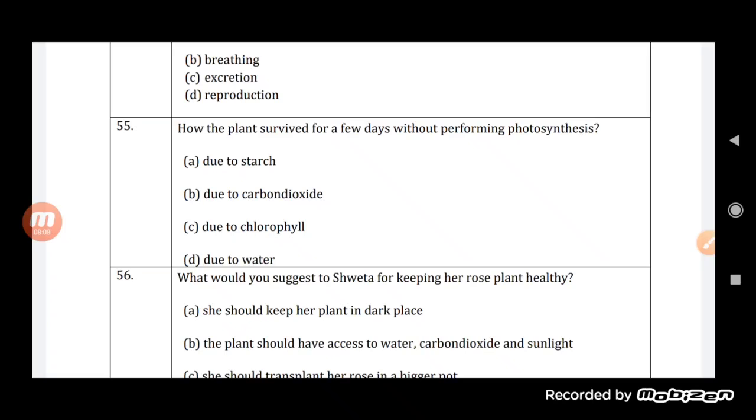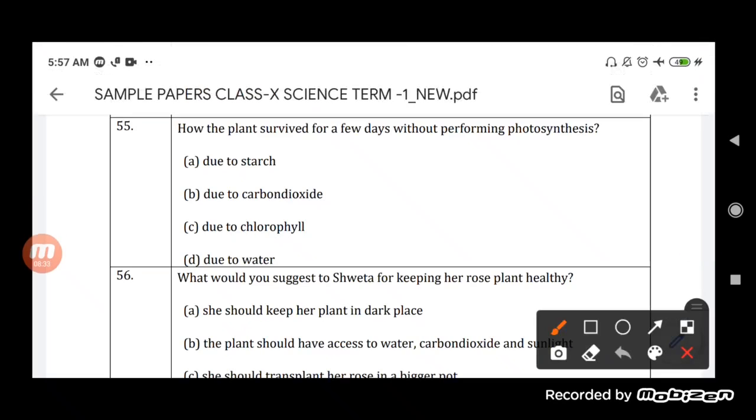So we can say here that the plant is able to survive for a few days without performing photosynthesis because of the starch. Okay, so the options are due to starch, due to carbon dioxide, due to chlorophyll, or due to water. It is basically due to starch only that the plants are able to survive. So the answer will be due to starch.